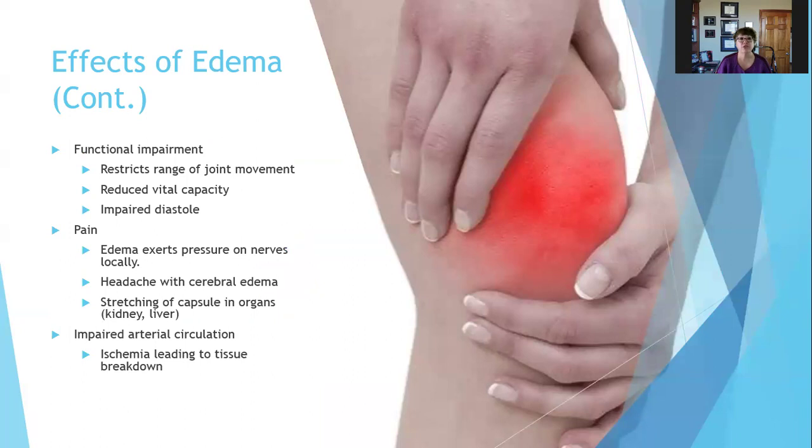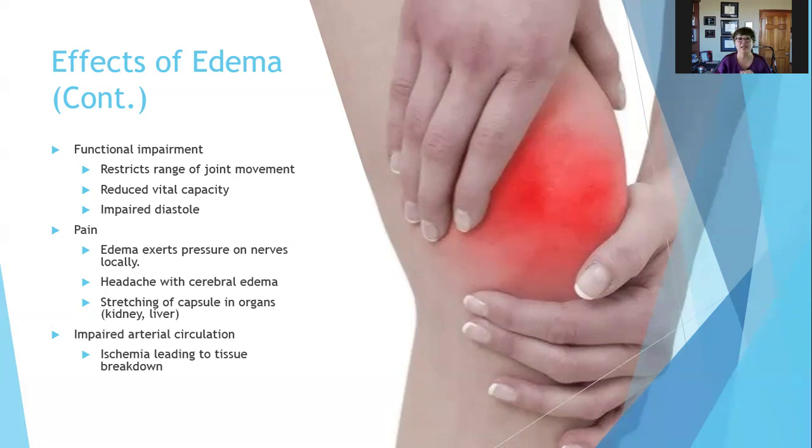Another effect of edema is functional impairment. So if you had a lot of swelling in a joint, it could restrict the range of movement in that joint, or range of motion. A lot of times after knee surgery or any kind of orthopedic surgery, you'll have localized edema in that area, and the joint range of motion is restricted because of the fluid in there. It can also cause reduced vital capacity. If there's swelling in the lungs, there's no place for them to move. And so that can reduce your vital capacity.